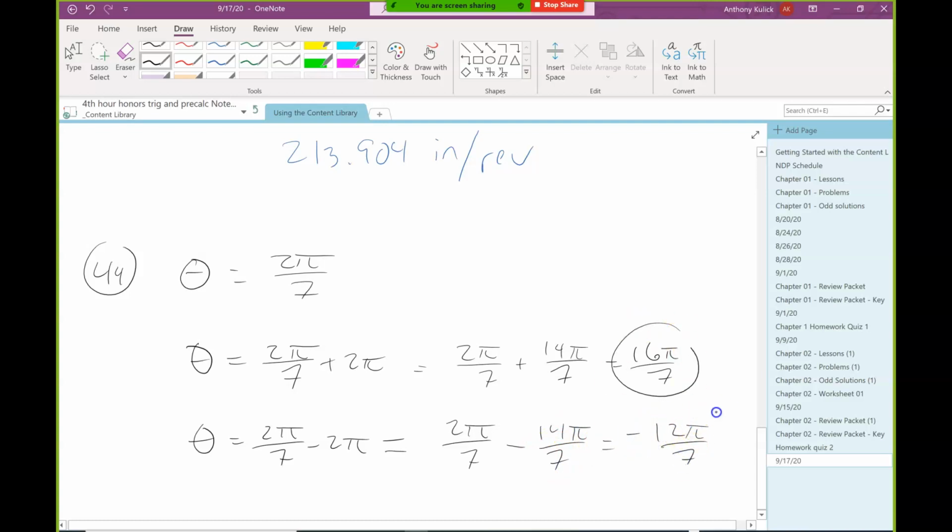So these are the quickest 2 answers that you get, although there's an infinite supply of correct answers, right? If you subtracted another 2 pi, you'd still have another negative answer that's coterminal. And you keep doing that and doing that and doing that and always get a correct answer for this. It's just, why would you keep going, right?